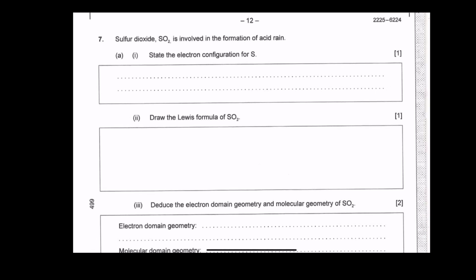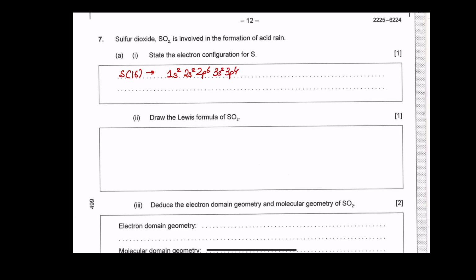Now the last question, sulfur dioxide, SO2. SO2 is involved in formation of acid rain. We have to first write the electronic configuration of sulfur. Sulfur has 16 electrons. Electronic configuration will be 1s2, 2s2, 2p6, 3s2, 3p4.